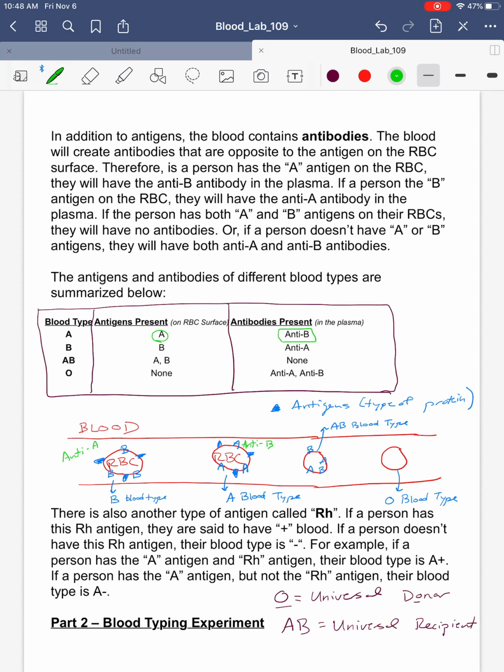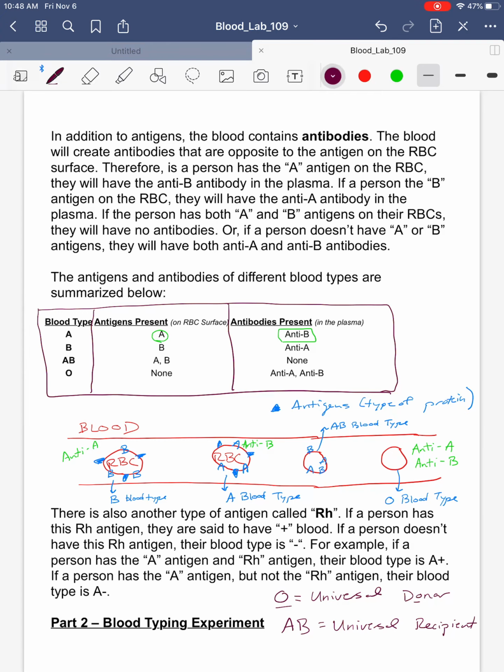Let's look at the AB blood type. Because they have both A and B antigens, there is no opposite that they don't have. So the AB blood type won't have any antibodies. And lastly, the O blood type doesn't have any antigens, A or B, which means that in the plasma, they're going to have both anti-A antibodies and anti-B. So with the antibodies, it's the opposite of the antigens, and the antibodies are located in the plasma versus the antigens, which are on the red blood cell surface.